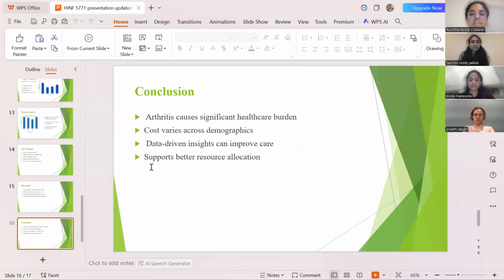And coming to the conclusion, arthritis has a significant impact on healthcare burden, and cost varies across demographics. Data-driven insights can improve care, so this supports better resource allocation.